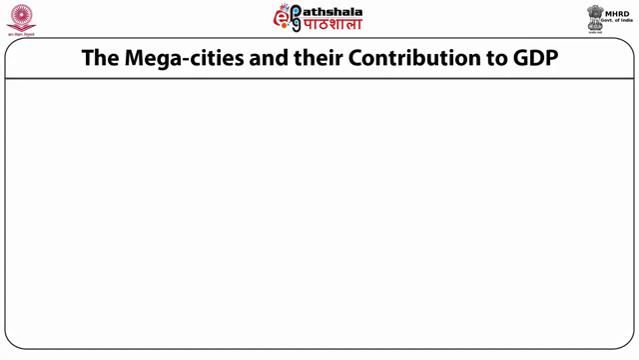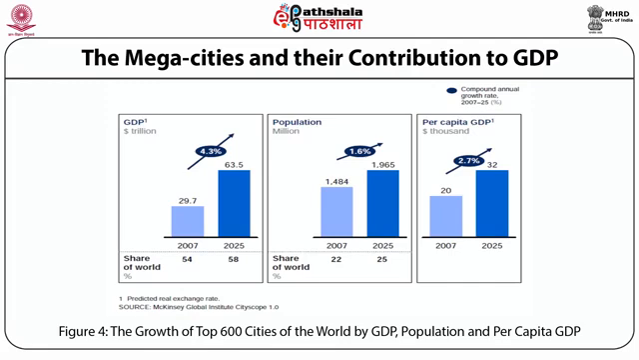Further, it is estimated that by 2025, the combined contribution of the top 600 cities to world GDP would increase by $34 trillion in 2025, contributing more than 60% to world GDP growth and thus driving the global growth. This growth would be fueled by both the GDP per capita as well as population growth. This can be observed from figure 4.